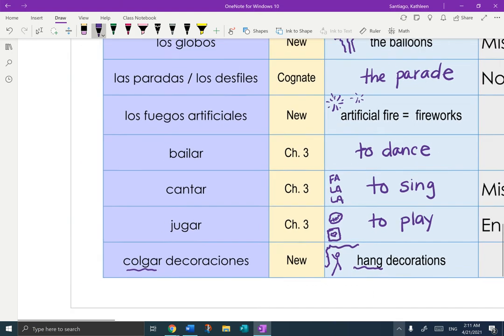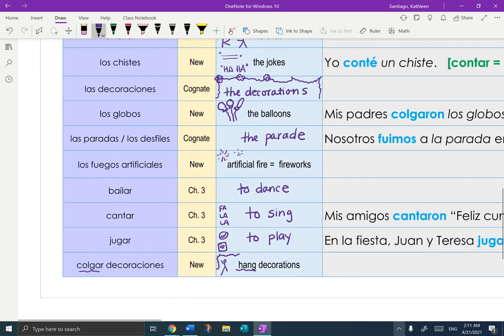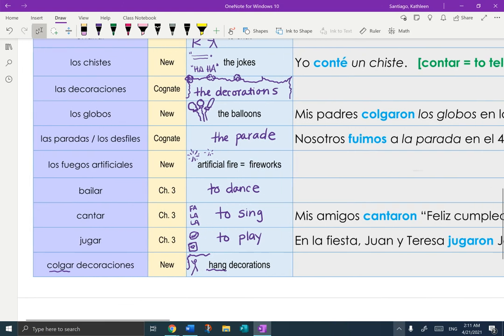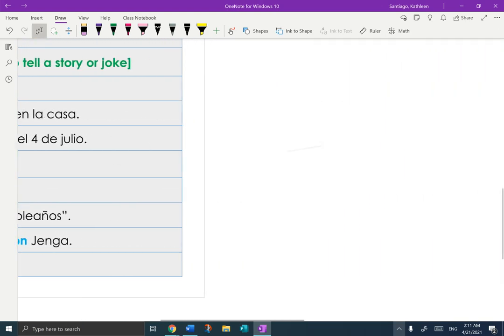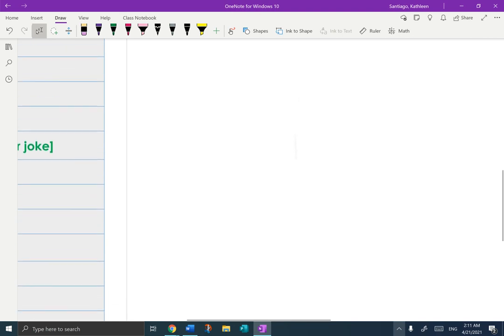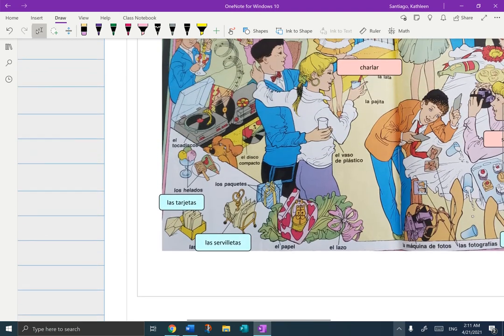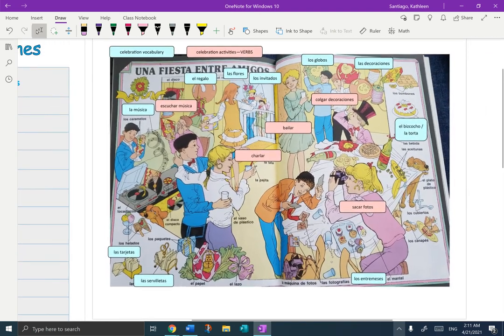Okay, I hope that helps. So we've got a bunch of new words. Again, don't worry about the sentences yet. Let's just practice with the words. Then over to the side, we have a picture that shows us quite a few of these words. And let's just review them.